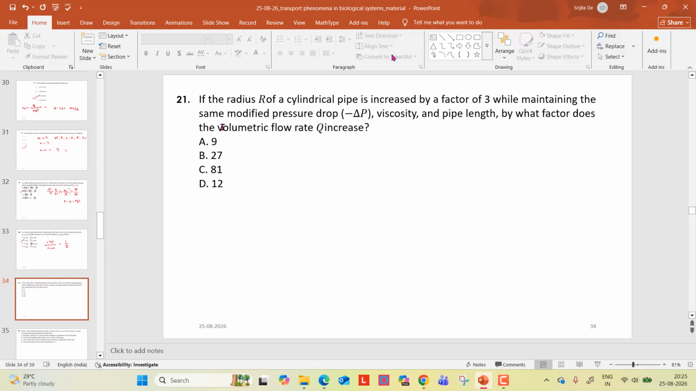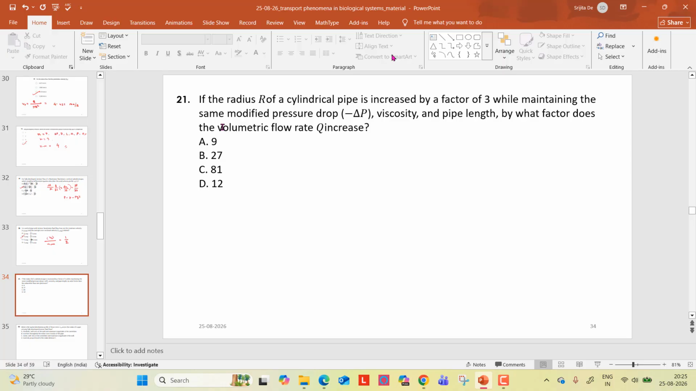Next. If the radius R of a cylindrical pipe is increased by a factor of 3 while maintaining the same modified pressure drop, viscosity and pipe length, by what factor does the flow change? We have done it multiple times. Q is proportional to R to the power 4. So it will be 3 to the power 4, that is 81. So volumetric flow will increase 81 times.